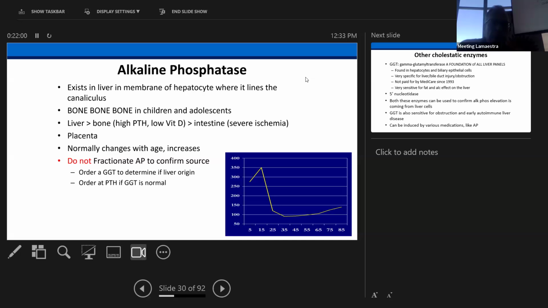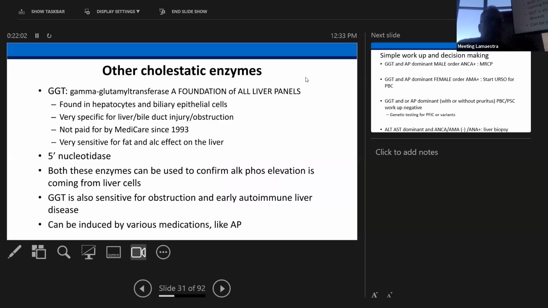Okay, let's see. GGT is a foundation test for all liver panels. It's on liver panels, but it's not on chemistry panels. So if you're thinking liver, always order a GGT, always order a fractionated bilirubin. I never order 5-nucleotidase. I think that went out 20 years ago.